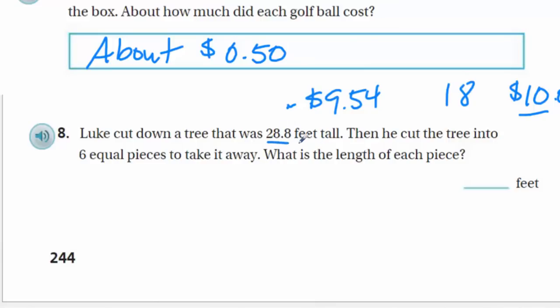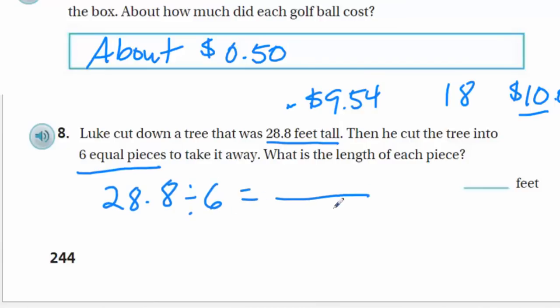We have our dividend here of 28.8 feet tall. He's cutting the tree into 6 equal pieces. Right? That lets you know division. 6 equal pieces, and we need to find out what was the length of each piece of that tree he cut. See how that's set up? We're looking at 28.8 divided by 6 is going to equal that quotient. Here's our divisor, here's our dividend.